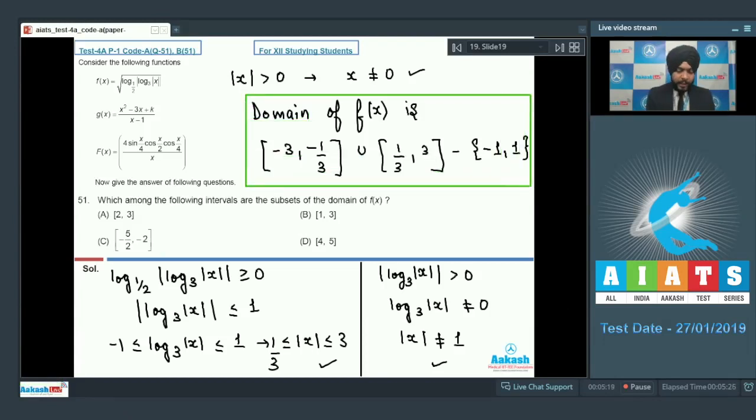Now we have to decide which of the following intervals are the subsets of the domain. Definitely option A is correct. Option B is wrong because 1 is not there in the domain. Option C definitely correct. Option D is 4 to 5, definitely wrong. So the final answer of this question is option A and option C. Okay, let us move on to 52.